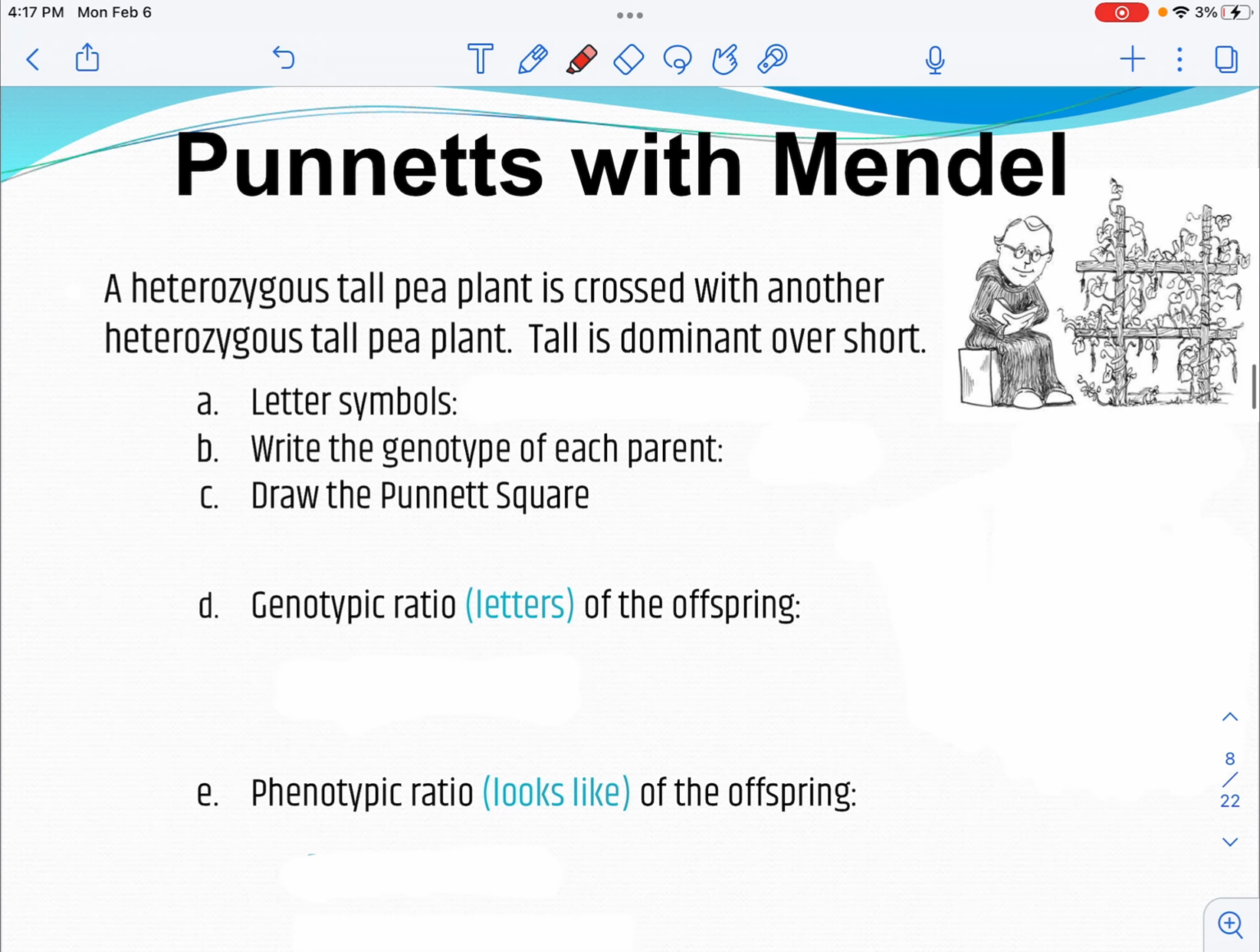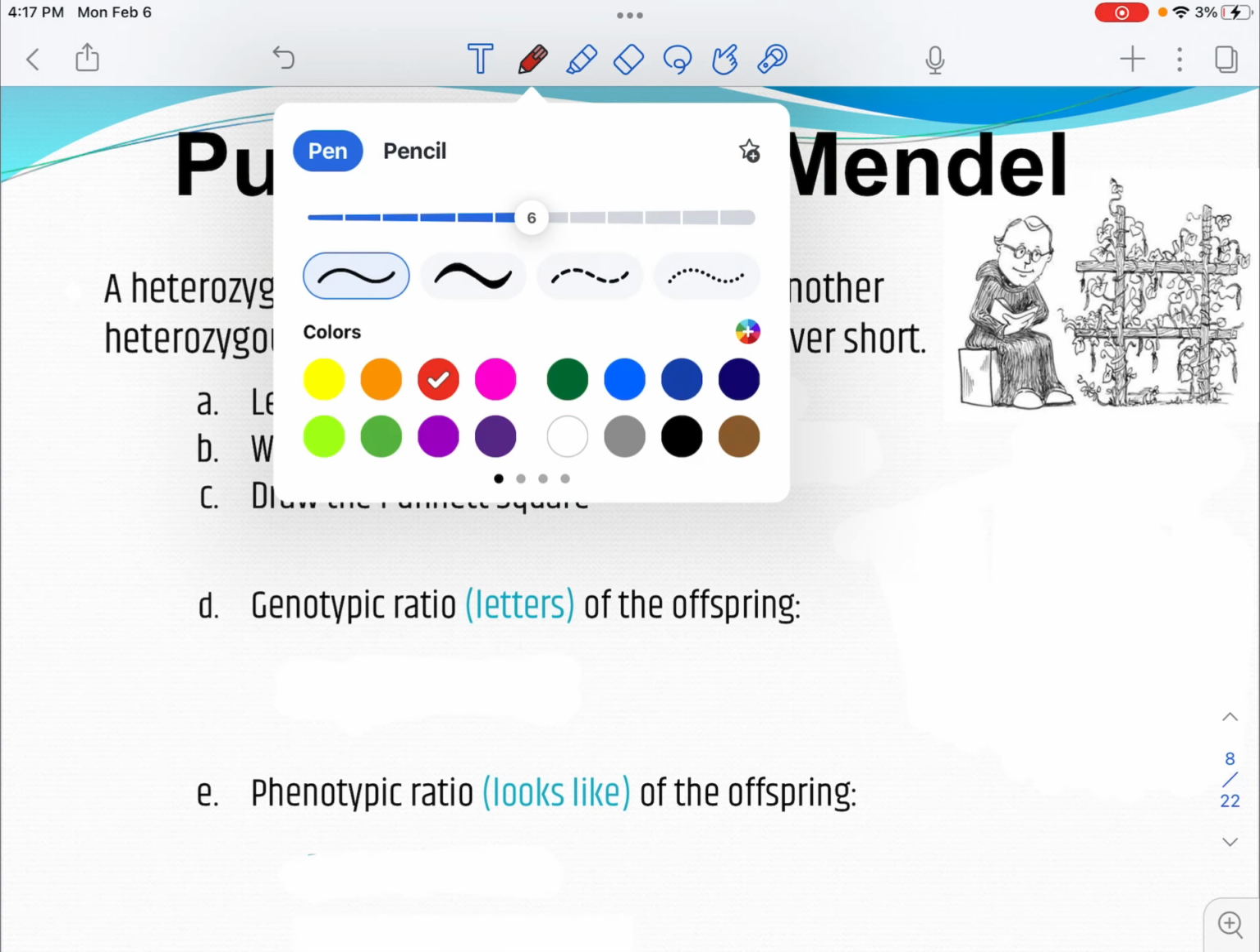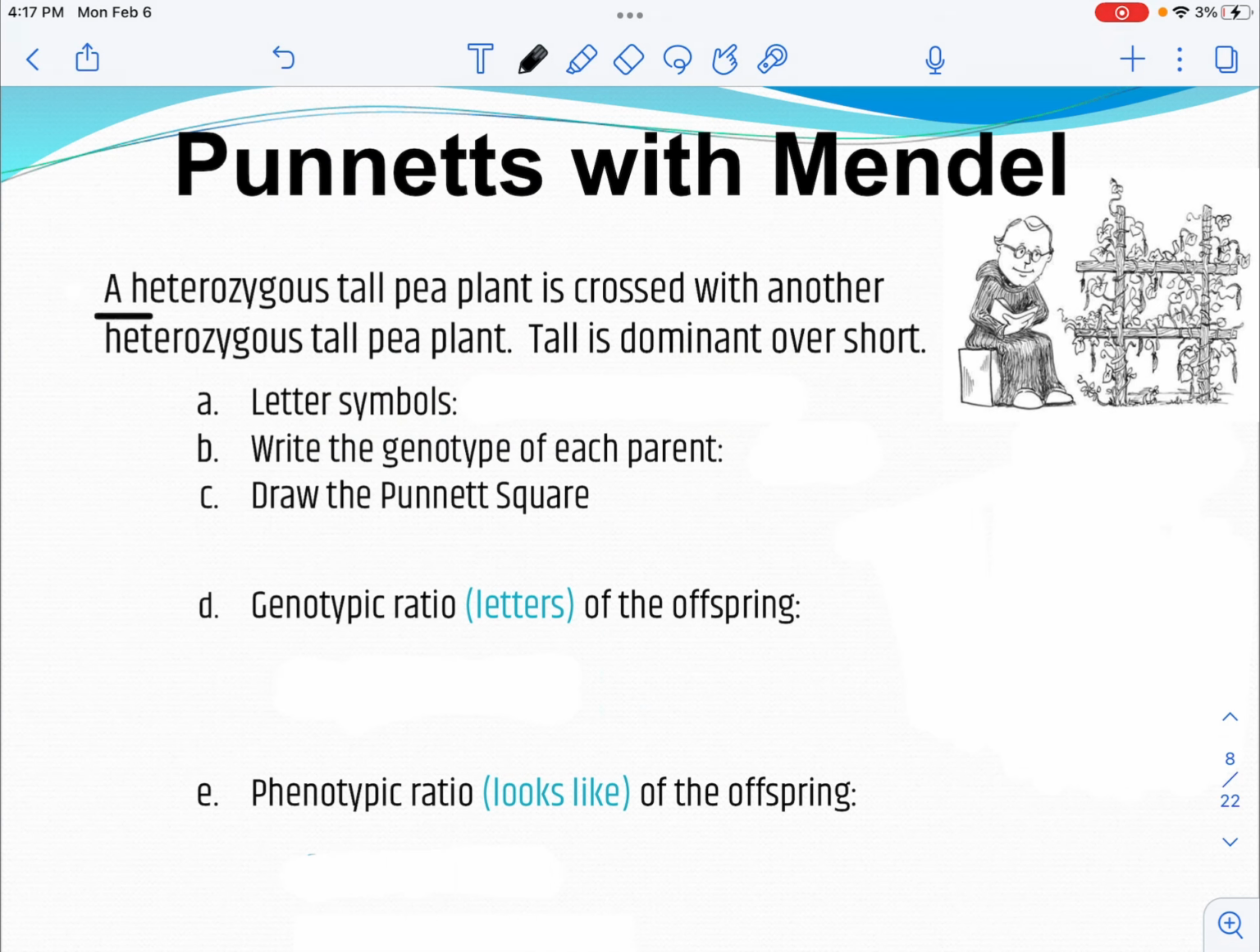Let's do another example here. We have a heterozygous tall pea plant crossed with a heterozygous tall pea plant. First thing we've got to do is write down our letters, figure out what is capital and what is lowercase. In this case, we're using the same as before: capital T is tall, lowercase t is short. Now we have to figure out the genotypes of each parent. Both of them are heterozygous, so we should have big T, little t for both.